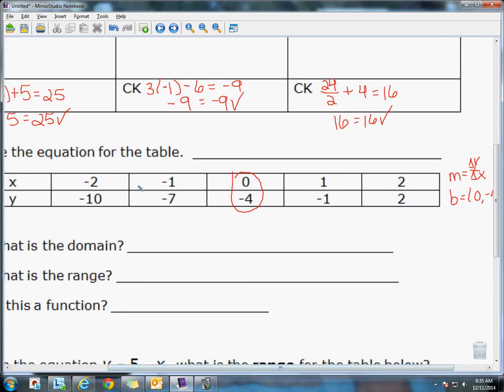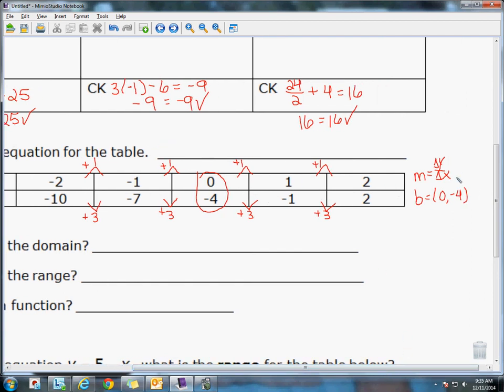So we can go ahead and do our little arrows to figure out what our change in y is and what our change in x is. So my change in x is going up by 1. Change in y is going up from negative 2 to negative 7, you add 3. Negative 7, negative 4, you add 3, and add 3. So my change in y is a 3. Change in x is a 1. 3 divided by 1 is 3.